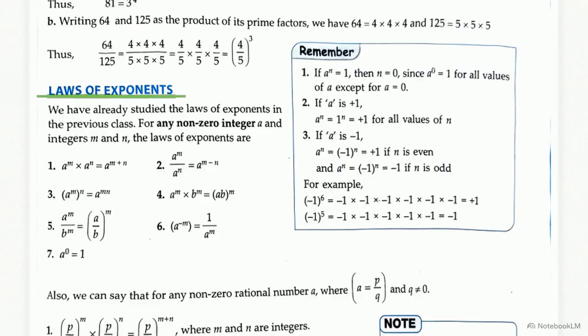This excerpt from our textbook outlines the basic laws of exponents. The first rule here is the product law, which we use when multiplying terms that have the exact same base. When the bases match, you keep that base exactly as it is and simply add the exponents together. 3 squared times 3 to the 4th power becomes 3 to the power of 6.